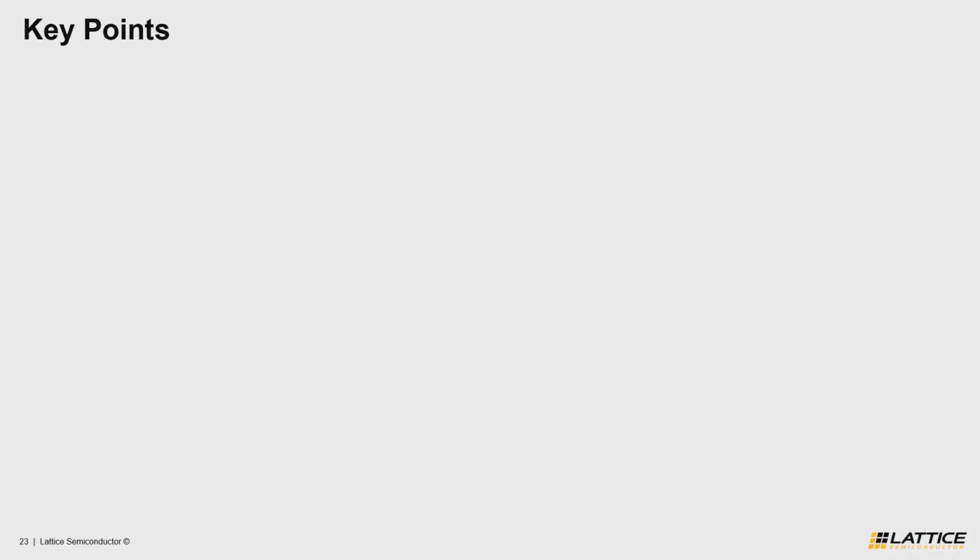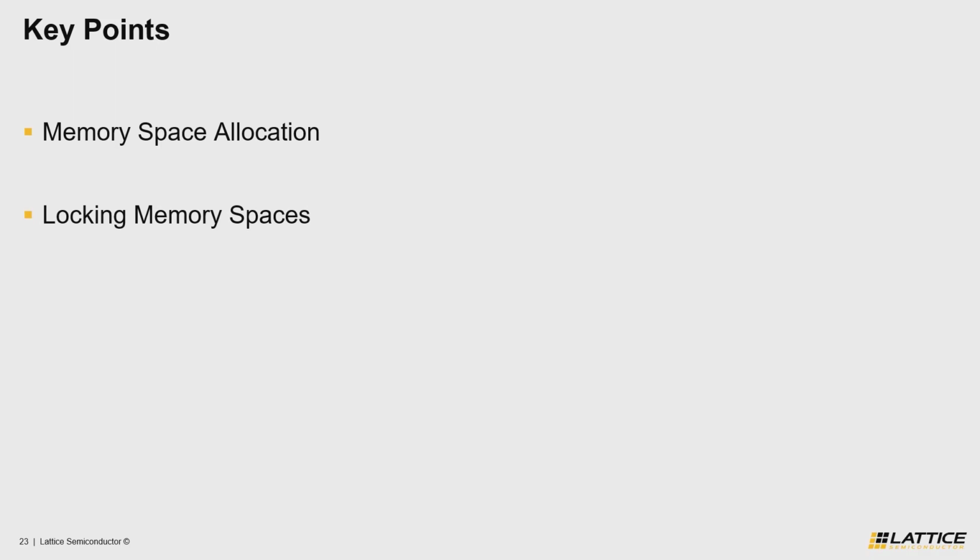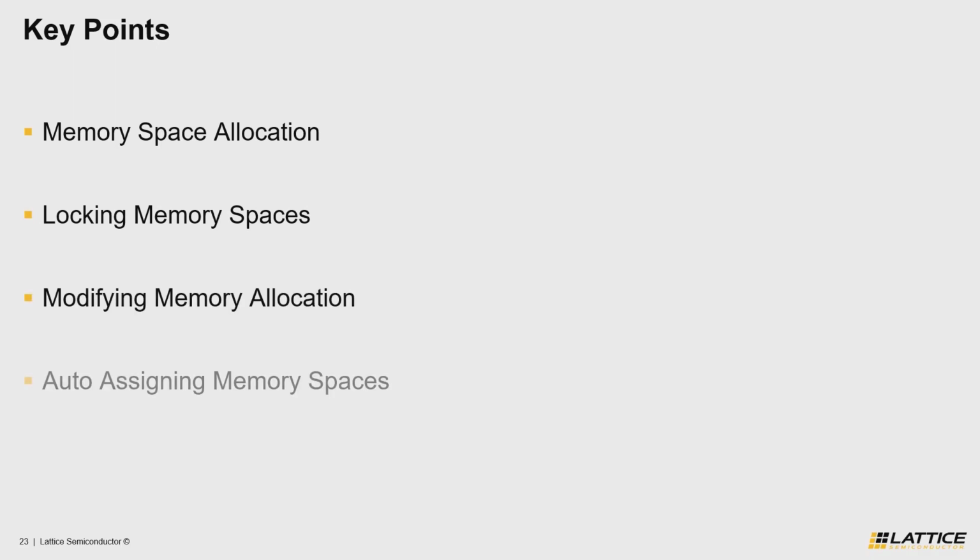The first key point for this video is to introduce users to Propel Builder's Address Space tab and how it can be used to manage an SOC project's memory space. Aside from that, the next few key points are locking memory spaces and modifying memory space allocation. Finally, the final key point for this section is to introduce design rule checks and auto memory space assignment. Aside from those key points, we will also briefly review Propel Builder's generated memory reports.